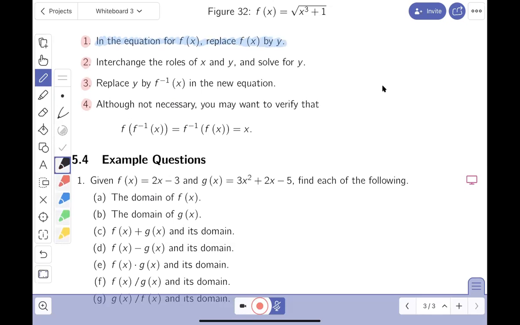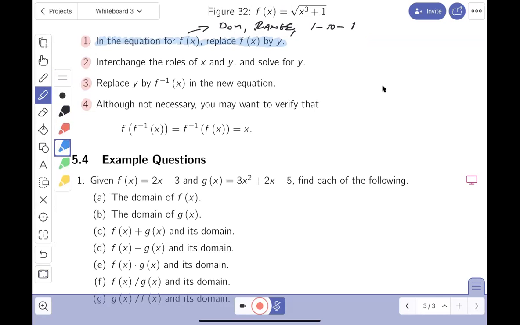But let me repeat this. You need to know the domain of f, and you need to know the range of f before you do this. And you certainly need to know that f is 1-to-1. That's so important. So you need to know f is 1-to-1, and you need to know its domain and its range before you proceed forward. All right, what's the next thing you're going to do?